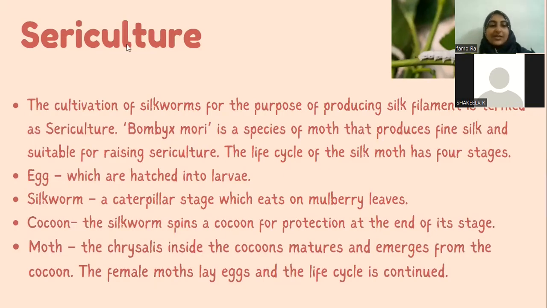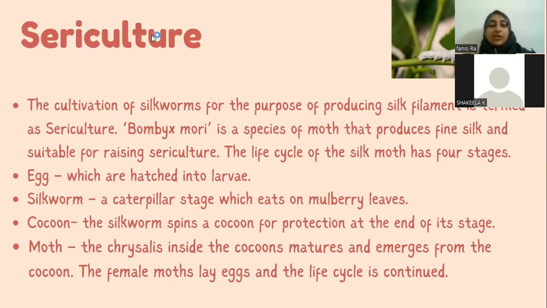The larvae stage is the silkworm. Okay, so the silkworm is a caterpillar stage which eats mulberry leaves. In sericulture, the Bombyx mori is cultivated, and they are given mulberry leaves to feed, because when they are fed on mulberry leaves, they give good quality silk. That is why mulberry leaves are extensively used.